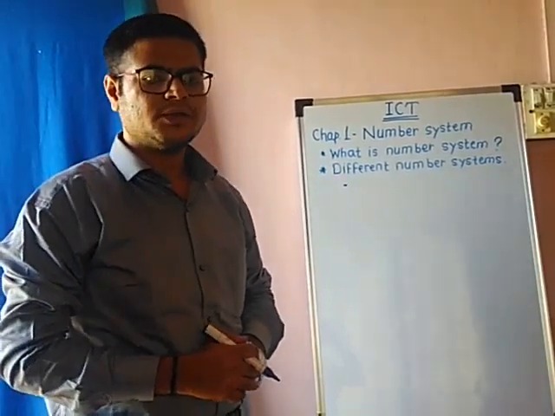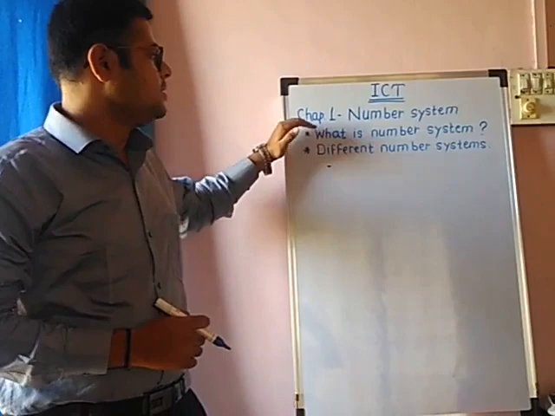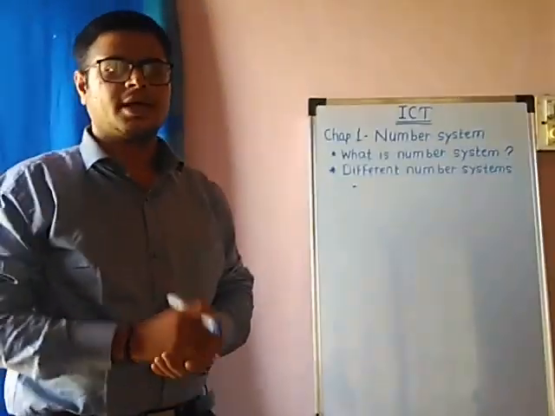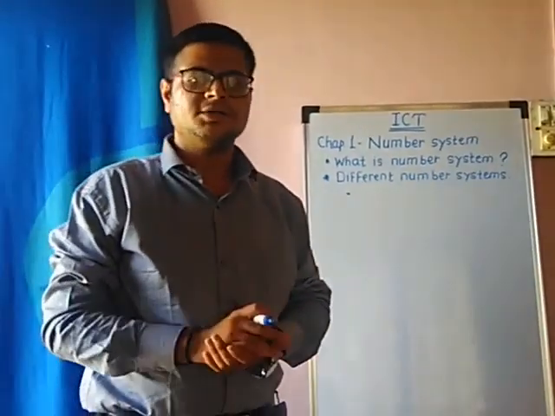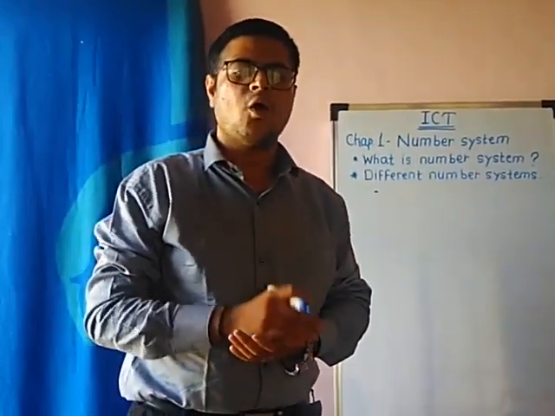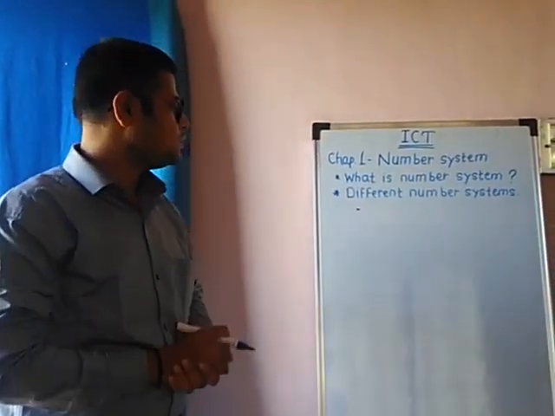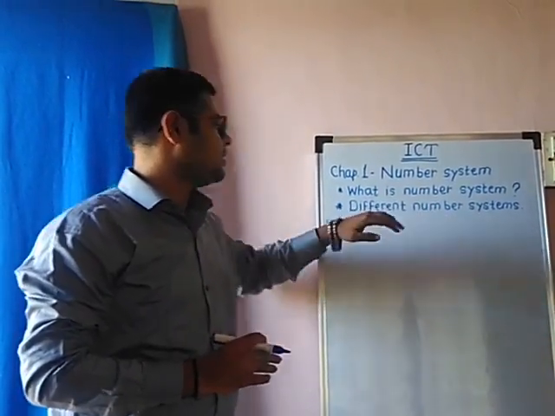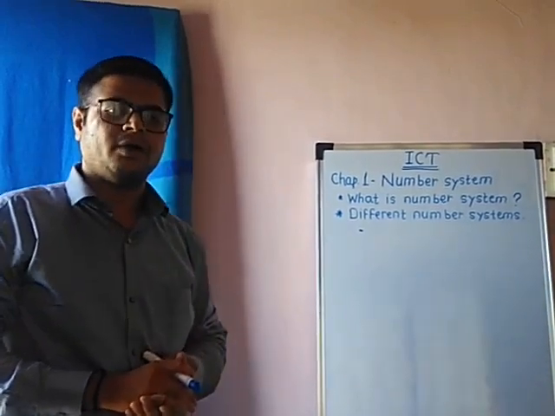Today we are going to see the first chapter of 7th standard, that is the number system. First of all, can you tell me what is a number system? A number system is the way of representing the numbers. Now students, there are different ways of expressing numbers. So there are different number systems. Let us see one by one.